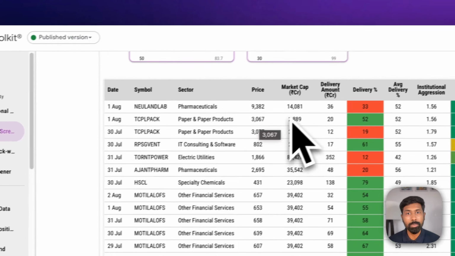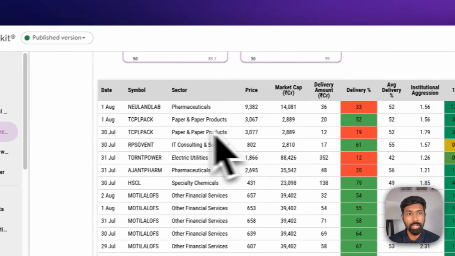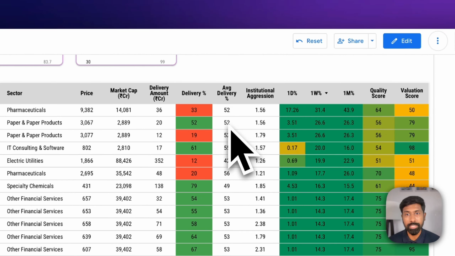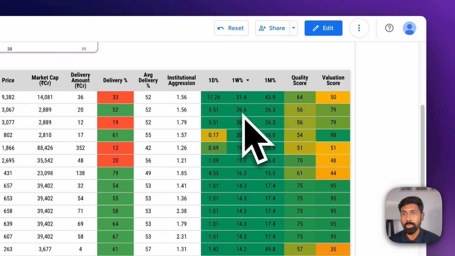What is the price? What is the market cap? What is the delivery amount? 20 crores, 12 crores. 12 crores on 30th July, 20 crores on August 1st. What is the delivery percentage? Average delivery percentage is 52 and delivery percentage on these 2 days has been 52 and 19%. Institutional aggression, I'll come to this later. 1 day, 1 week and 1 month price changes. So in the 1 week, it has shot up by about 26%.